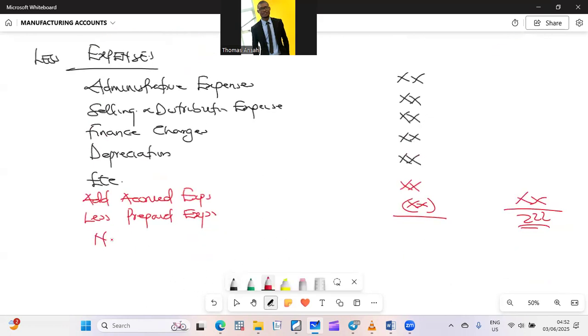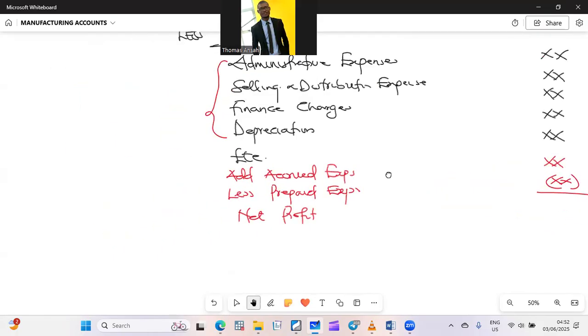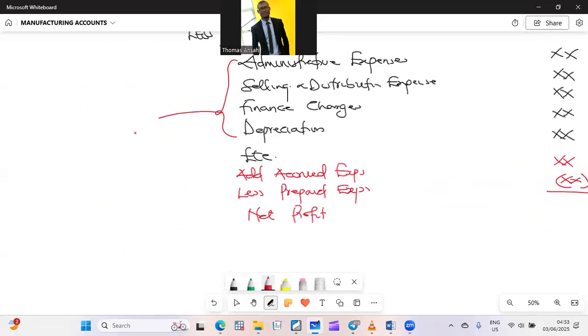And this is something you learned in departmental accounts. You have seen some of these things already, the expenses. You have seen some of them already up there. So here, you'll be apportioning them. There are some of them that are for the manufacturing aspect. There are some of them that are for the trading aspect. So you'll be given grounds to apportion certain expenses.